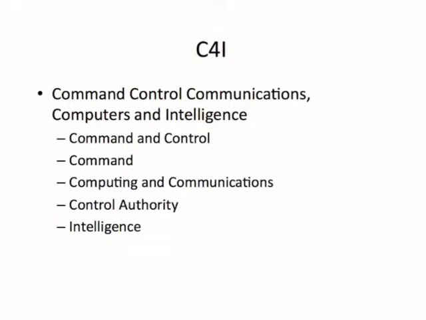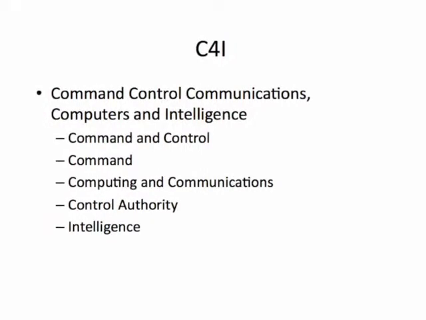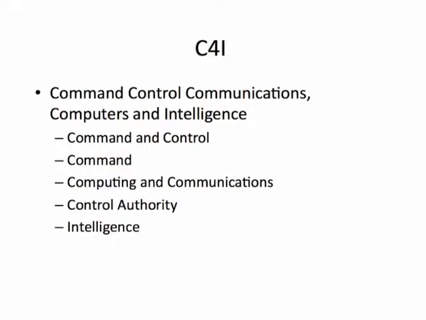C2, command and control, is the exercise of authority and direction by a properly designated commander over assigned and attached forces in the accomplishment of the mission. Command and control functions are performed through an arrangement of personnel, equipment, communication facilities, and procedures employed by a commander in planning, directing, coordinating, and controlling forces and operations in the accomplishment of that mission.